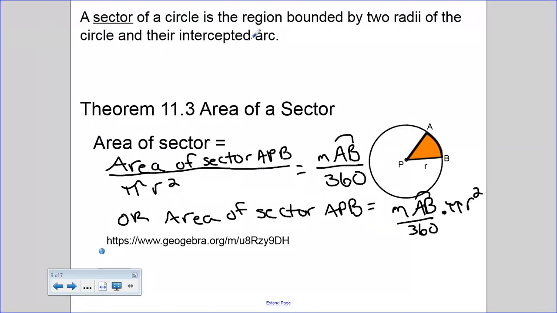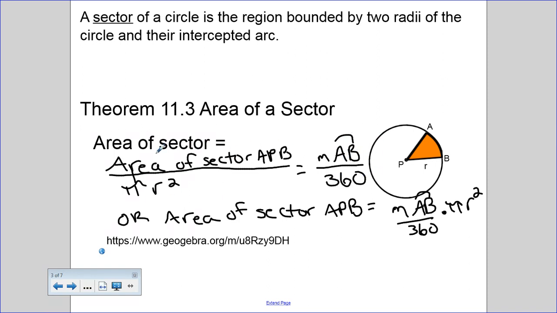Okay, you need to write this down. The area of a sector. So the area of this sector APB, that piece, compared to the area of the whole thing, pi r squared, is going to be equal to the arc measure, so the degrees, over 360. So this part of the proportion is not different from what we did for circumference.